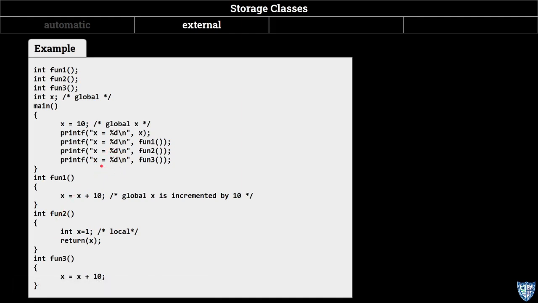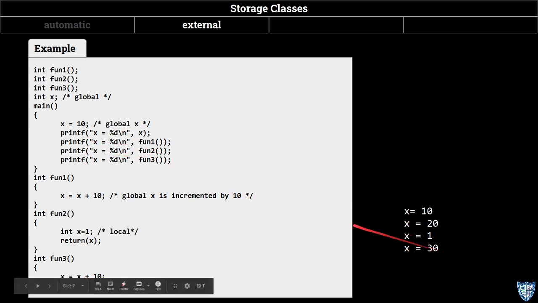Finally again we are printing x is equal to %d with fun3. So the program will jump into function 3. Here x is equal to x plus 10. So the value of x will now be changed to 30, and that 30 will be reflected here. So the output of this program will be x is equal to 10 for the first printf, x is equal to 20 for the second printf, x is equal to 1 for the third printf, and x is equal to 30 for the final printf. So this is how external variables work.